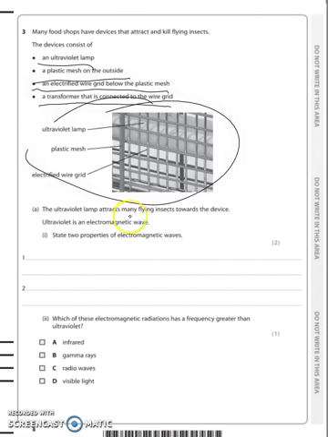The ultraviolet lamp attracts many flying insects towards the device. Ultraviolet is an electromagnetic wave. We only need two properties here. You just need to state them. So we could say travels at the speed of light, at 3 times 10 to the 8 meters per second, which is the speed of light.